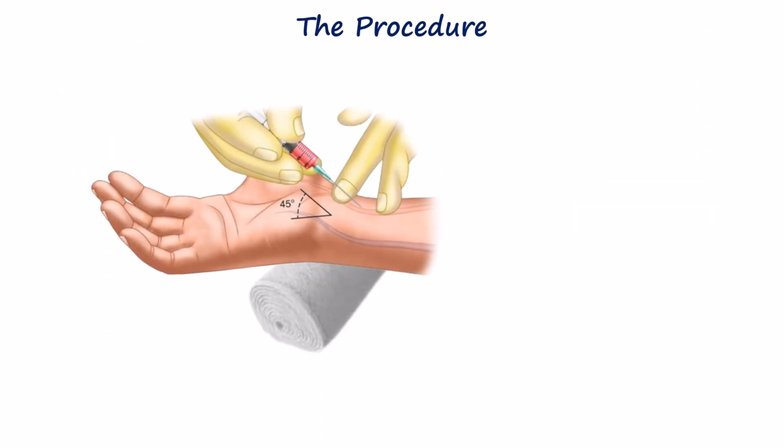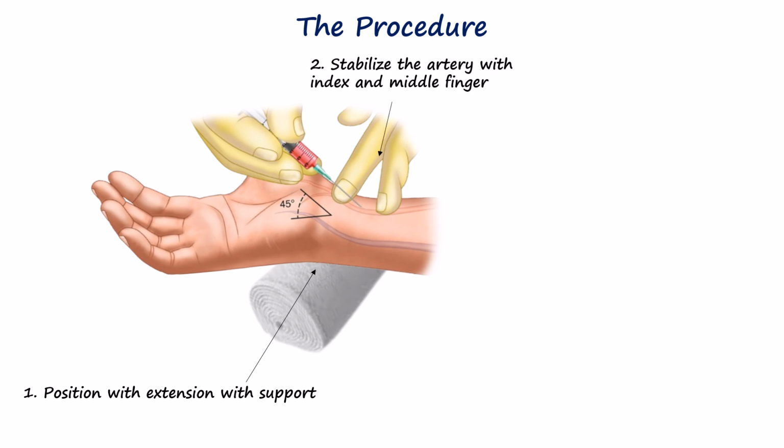Position the patient's wrist in slight extension and supination using a rolled-up towel or pillow for support. Using your non-dominant hand, palpate and stabilize the radial artery between your index and middle fingers. With your dominant hand, insert the arterial sampling needle at the identified site at a 45-degree angle.